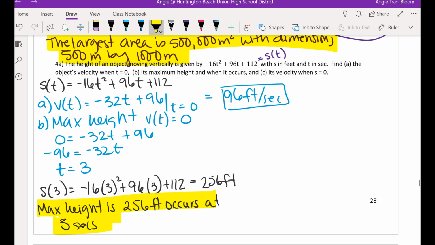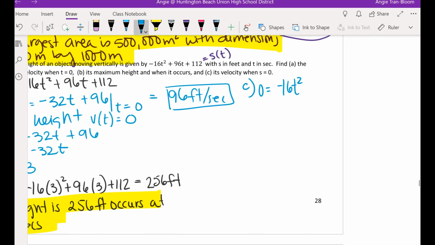So now we want to answer part C. Find the velocity when the position is 0, right? So for part C, we take your position and set it equal to 0. So 0 equals negative 16t squared plus 96t plus 112. Looks like I can take out a negative 16. So negative 16 can be factored out. That means you have a positive t squared, a minus 6t, and a negative 7.